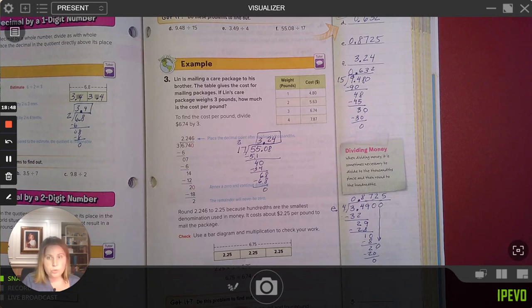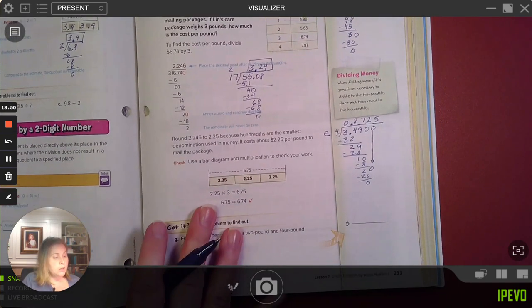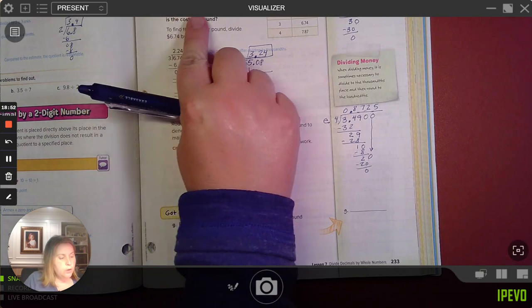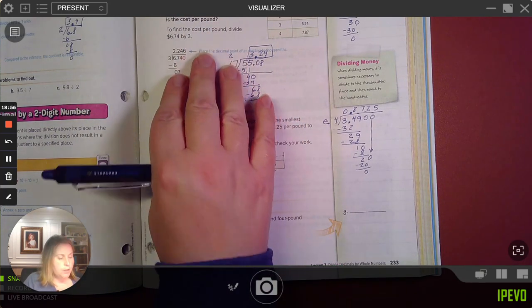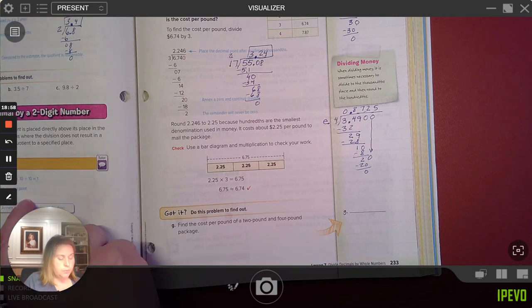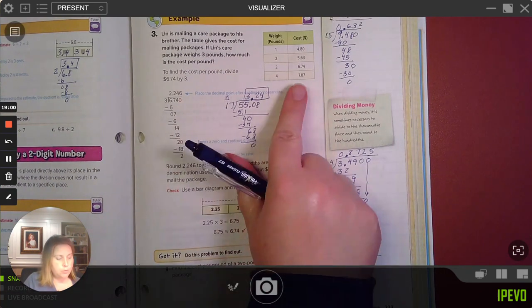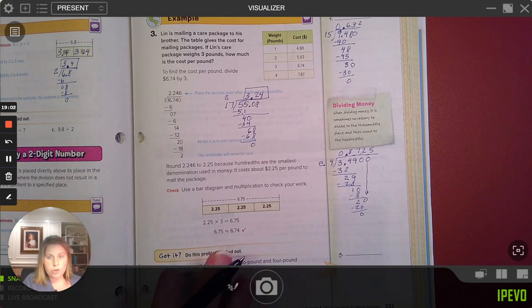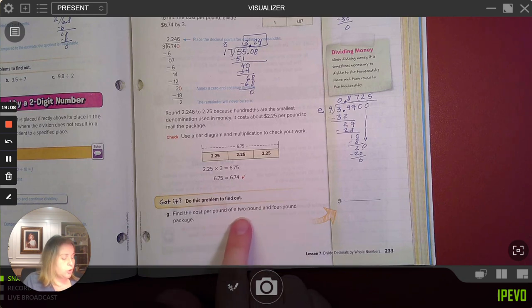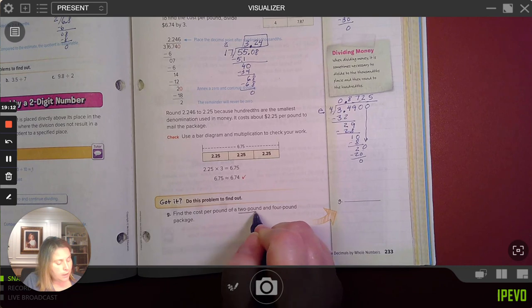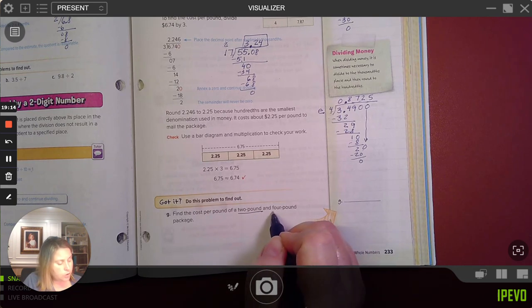Okay, let's do a word problem. And again, this is done for you, and we actually have a similar problem on the guided practice that we'll do. Let's look at letter G. Find the cost per pound of a 2-pound and a 4-pound package. So a 2-pound package and also a 4-pound package.